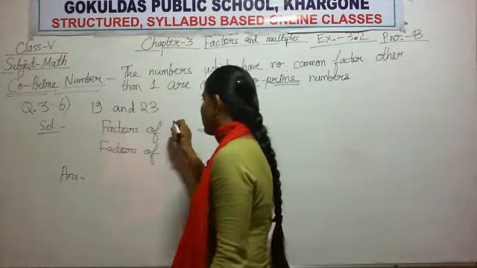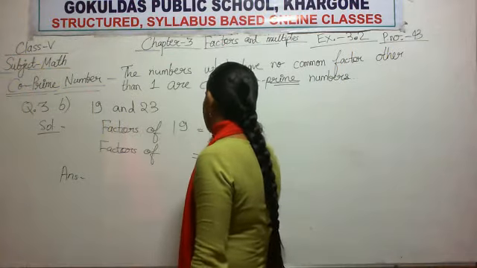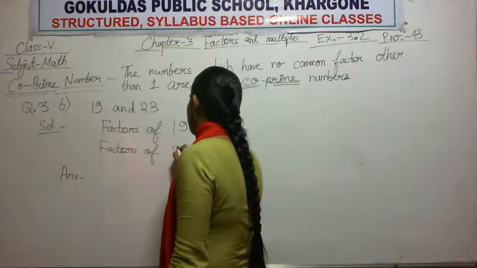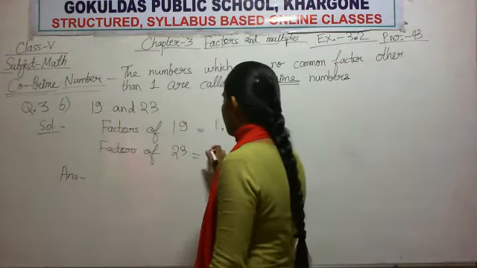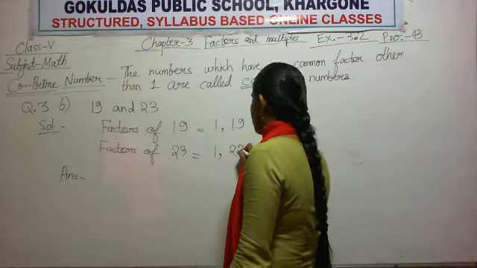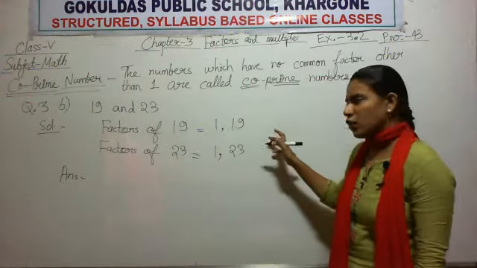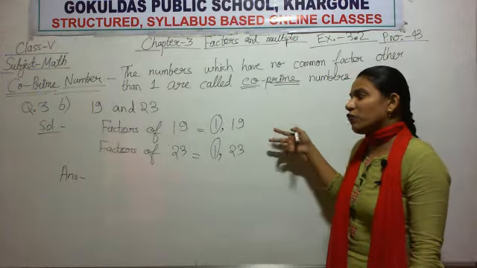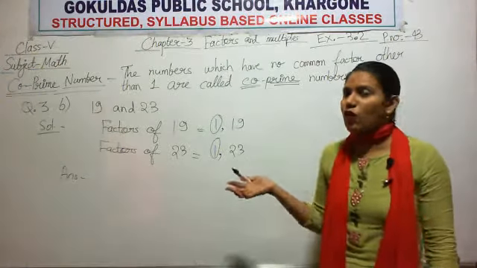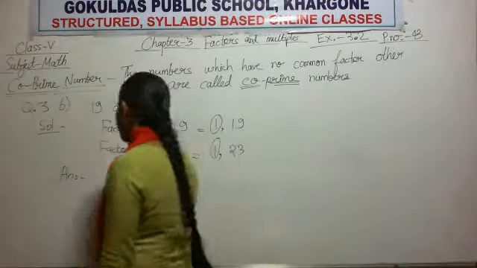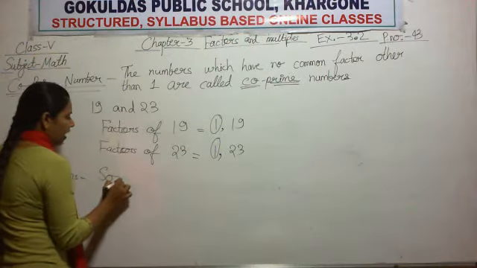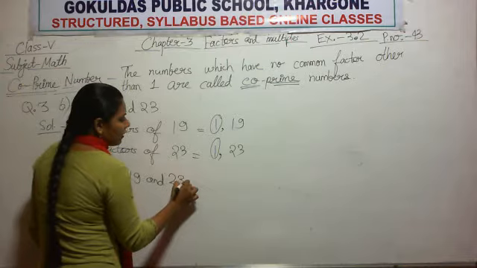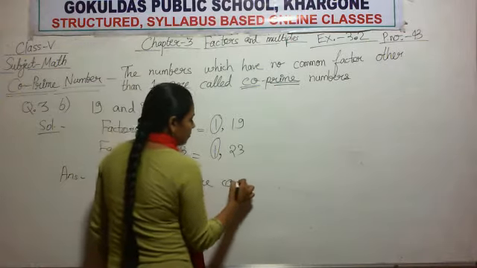So let us write the factors of 19. 19 comes in the table of 1 and 19 only. And here 23. So factors of 23 are 1 and 23. Now check the common. So here only 1 is common. If only 1 is common in both the numbers, then you call them co-prime. So we conclude that 19 and 23 are co-primes.